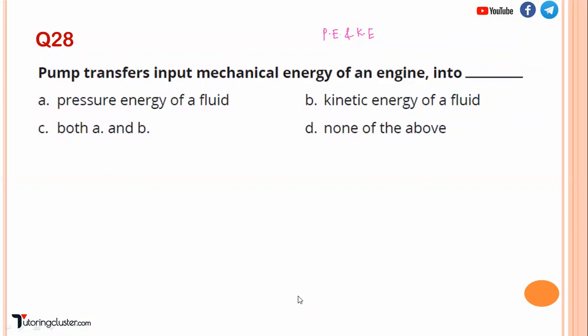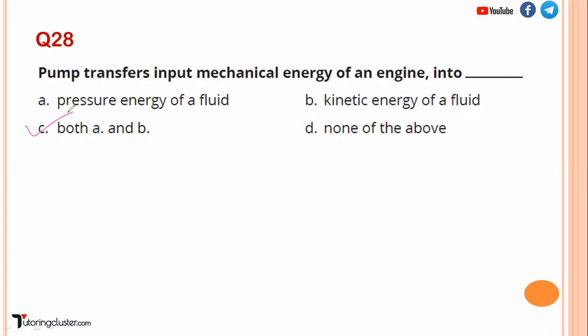The pump transfers input mechanical energy of the engine into. What is the function of a pump? It converts mechanical energy into pressure energy as well as kinetic energy. Pressure energy, of course, is going to increase, but water flows through the pump with a certain velocity, so it also increases the velocity of water. An increase in velocity means an increase in kinetic energy. So the correct answer will be both A and B.